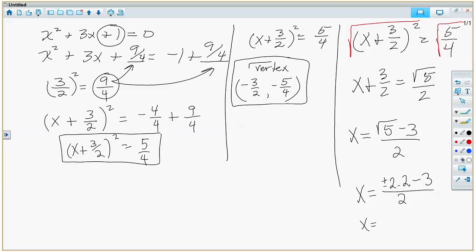All right. So what's $2.20 minus $3? 80 cents. No, $1.80. How about negative 80 cents? Yeah. All right. Negative 80 cents divided by 2 is negative 40 cents.